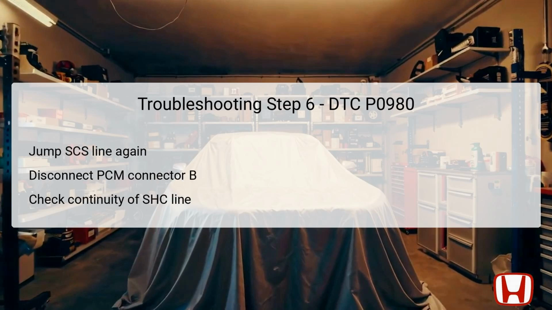In the sixth troubleshooting step, the approach involves reiterating the process of jumping the SCS line with the HDS, ensuring a minute-long wait for stabilization. Proceed by disconnecting the PCM connector B, which similarly consists of 51 pins.